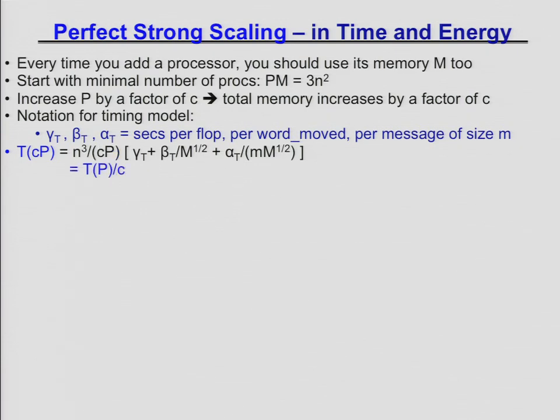If I increase the number of processors by a factor of c, the time drops perfectly by a factor of c. So the flop time dropped proportionally, the bandwidth time dropped proportionally, and the latency time dropped proportionally. So that's why we call it perfect strong scaling.